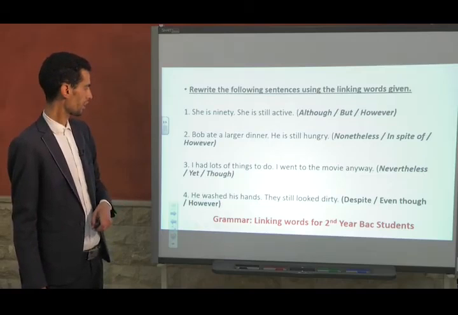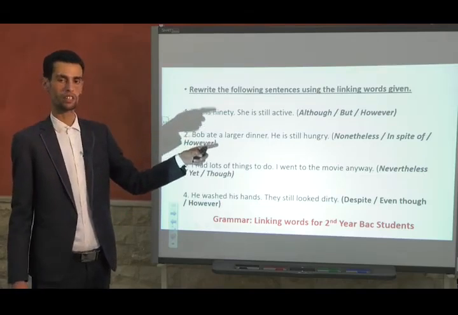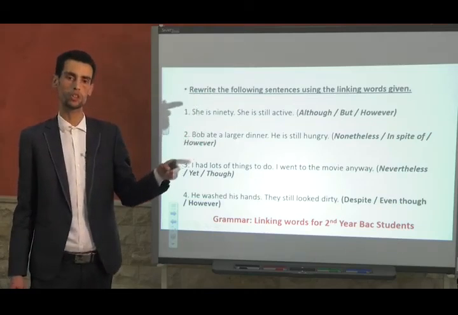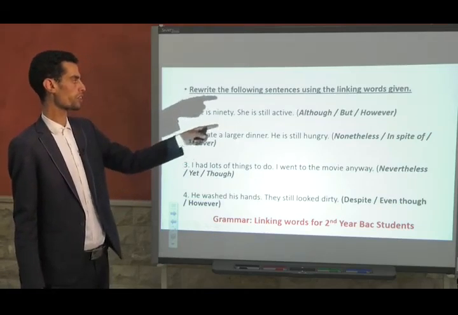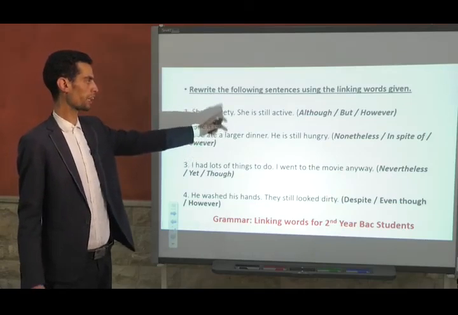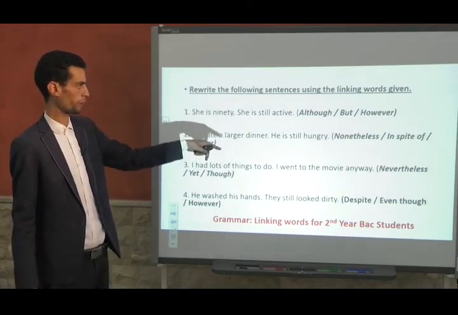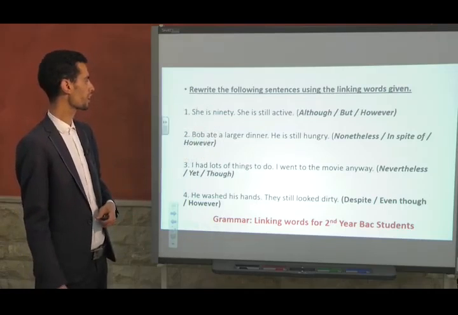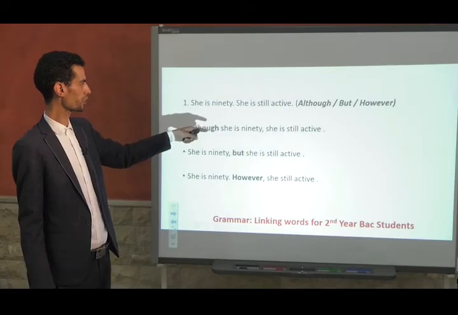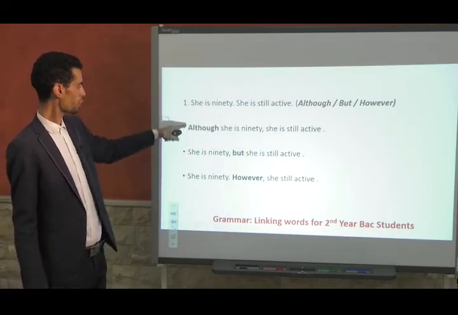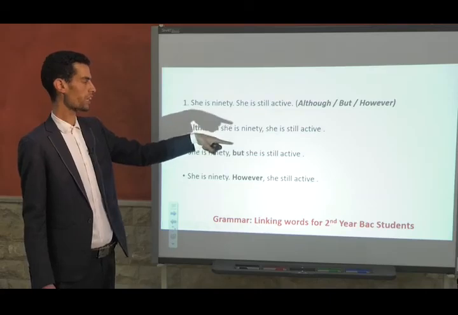Now let's see number one. I'm going to use it with although, but the focus here is on punctuation, which is not the same. But should only come in the middle of the two clauses. Although can be at the beginning or in the middle, however, etc. So for example, she is 90, she is still active. I'm going to write it with although: Although she is 90, she is still active.